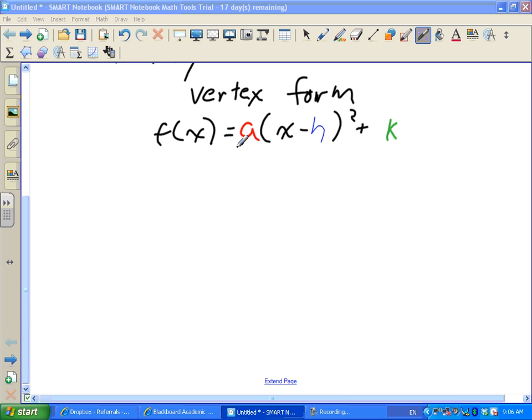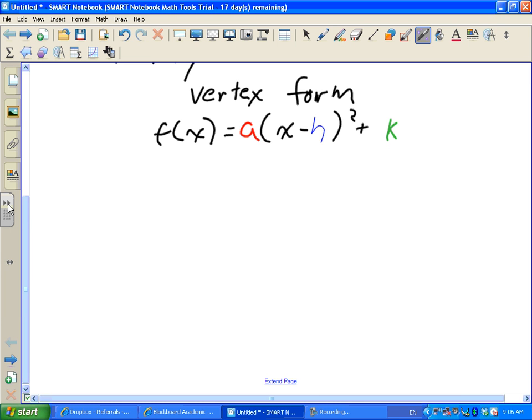So whether it was compressed or whether it was stretched by a factor of whatever number a was. Our h had to do with moving the vertex left and right along the x-axis. So if it was positive h, do you guys remember which way it would go? To the left. It would go in the negative direction. And if it was negative some number for h, which way would it go? To the right. Good. And finally, k had to do with the vertex moving up and down. Okay, so on the y-axis, if k was positive, it moved up, and if k was negative, it moved down. So that part made sense.